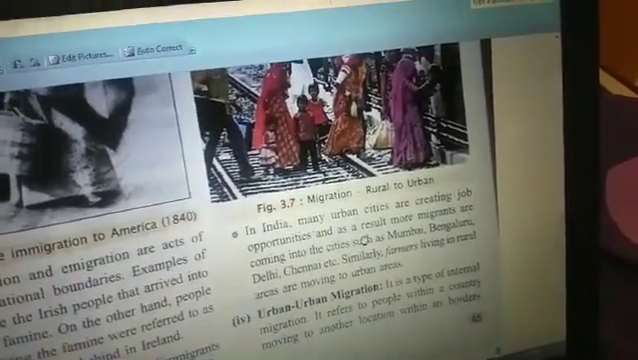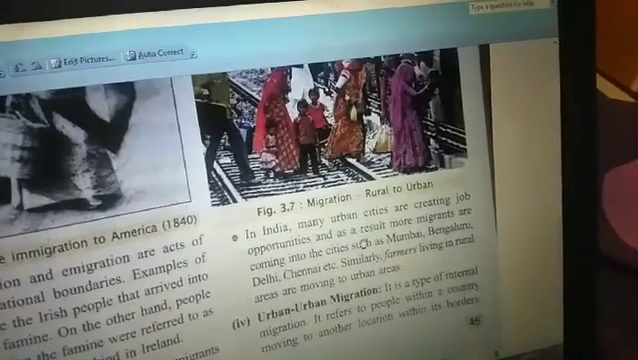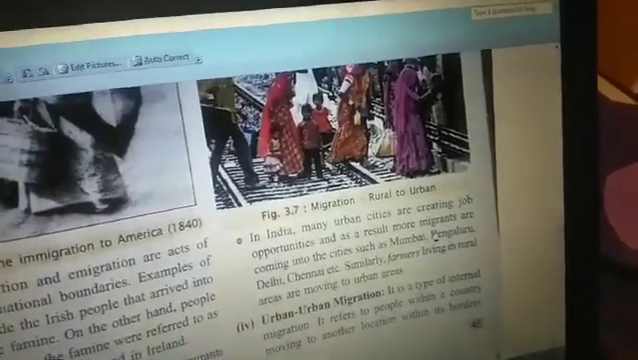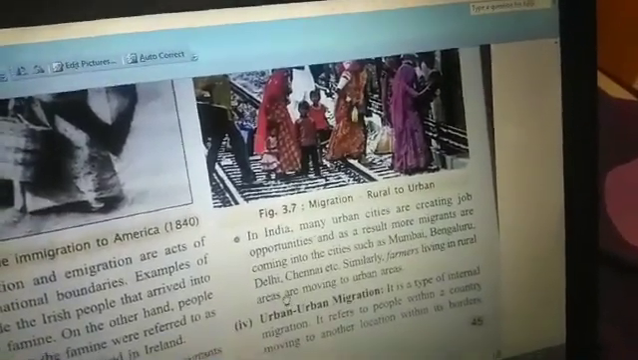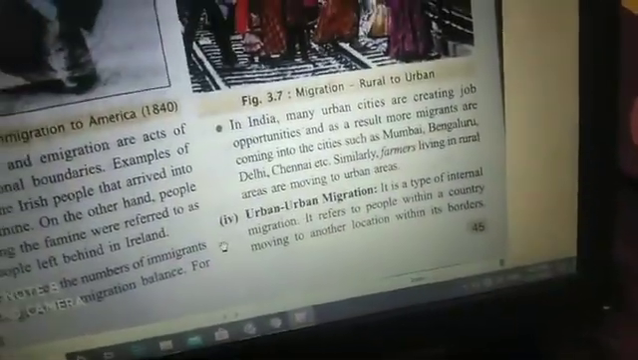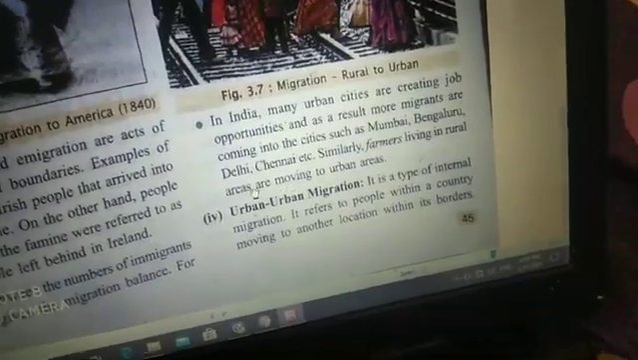And generally, if you see, most of the villagers are living in a rural area. They are not ready to live in the same rural area for their future purpose. So for their future development, they want to live in some city regions, something like Mumbai, Bangalore, Delhi, Chennai, and these are the examples.